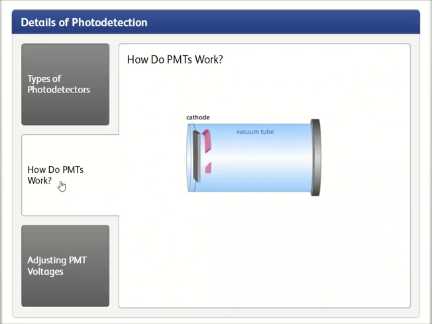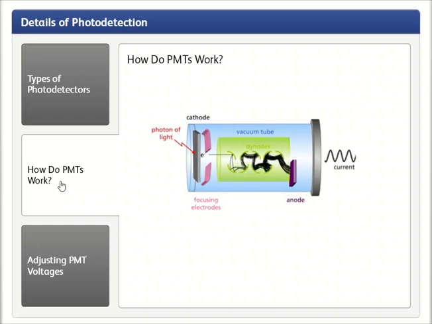Photomultipliers consist of a vacuum tube with a cathode, focusing electrodes, dinodes, and an anode. When a photon of light enters a PMT, an electron is generated at the cathode. Focusing electrodes guide and accelerate the electron to a series of dinodes. Each time an electron strikes a dinode, additional electrons are generated. With this cascade effect, millions of electrons can be produced from a single incoming photon.